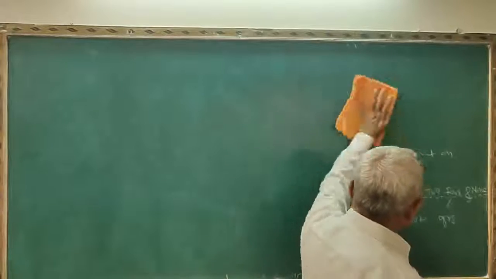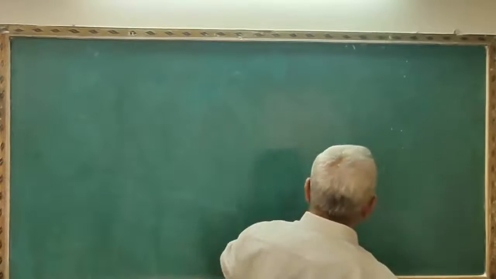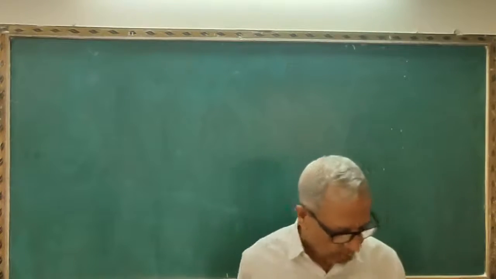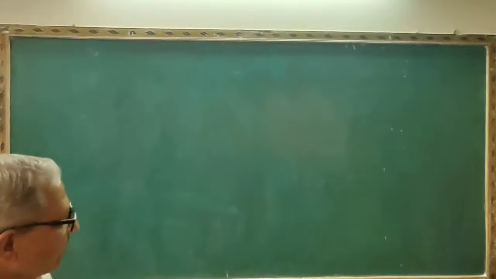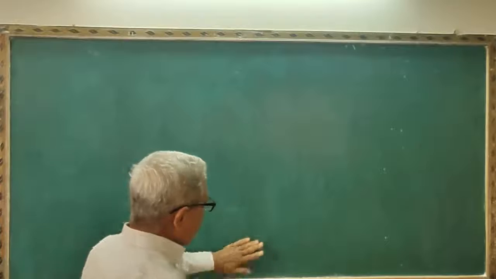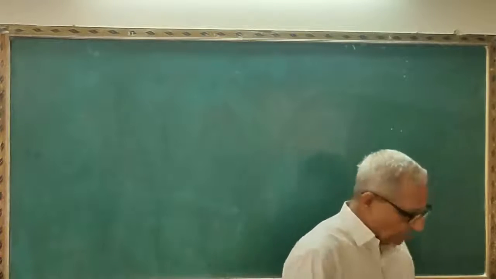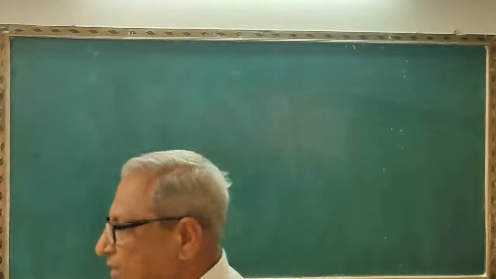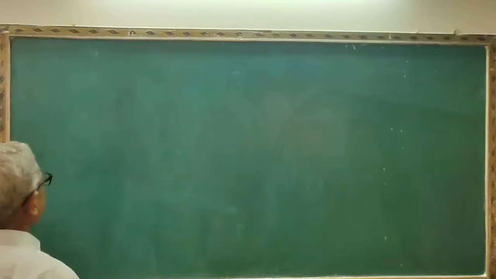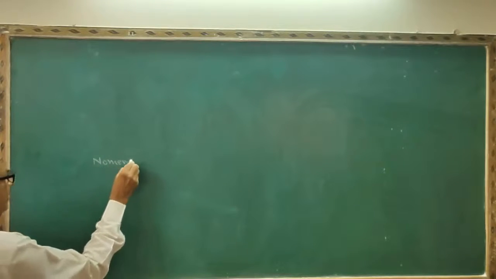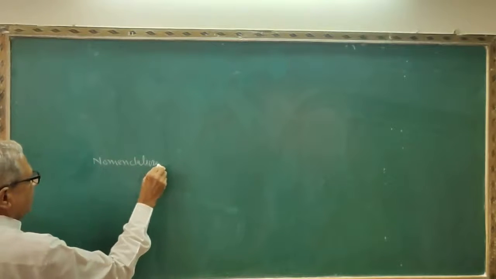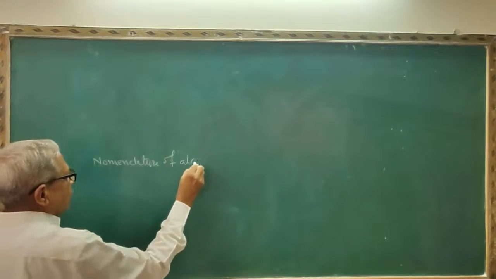So friends, we completed the classification of alcohol in detail. You study at home and try to do it here. Now see here, the next point is the nomenclature of alcohols. So give the title, nomenclature of alcohols.